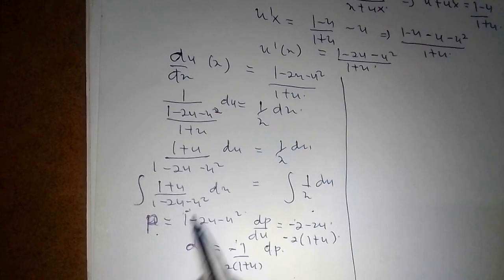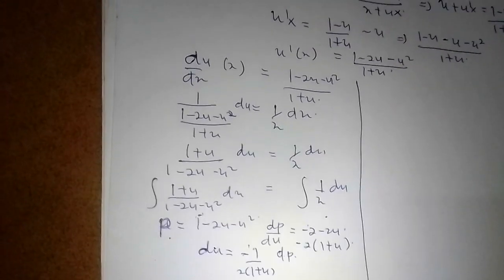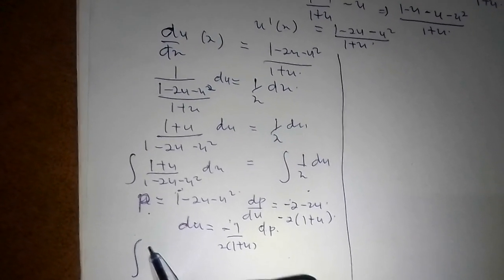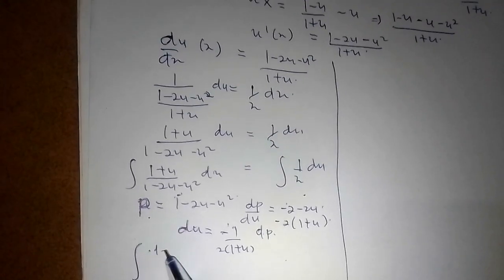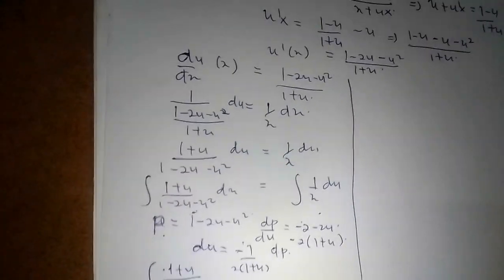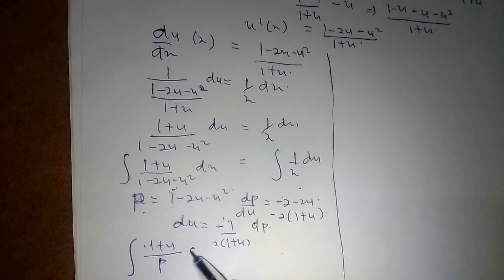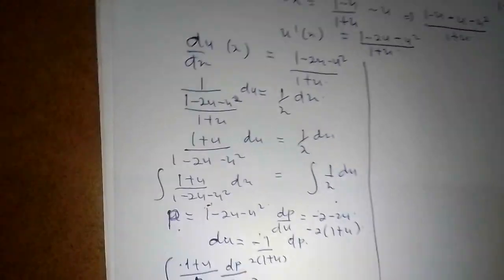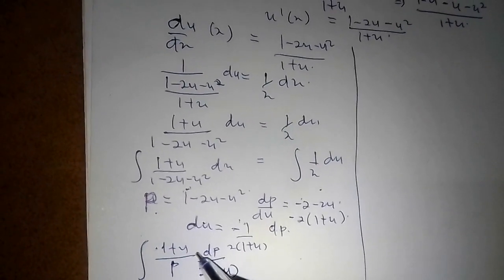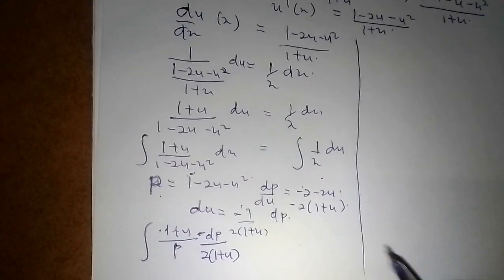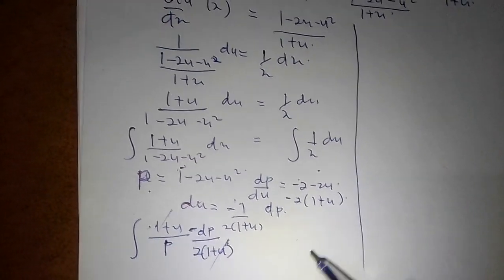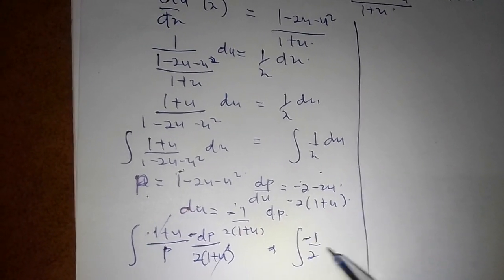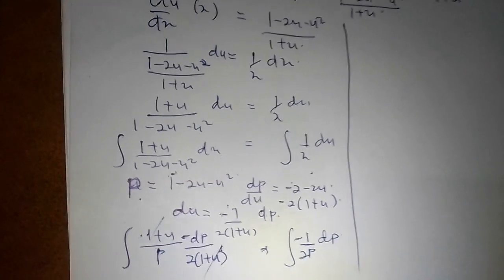So I'm going to change everything here. Tackling only this part, I have the integral of the expression dp. The top one will still maintain 1 plus u, over the bottom is going to be p, then dp over 2(1 plus u), then our negative sign 2 will be somewhere here. Still simplifying this, we'll cancel this, and I'll be left with the integral of negative 1 over 2p dp, as simple as that.